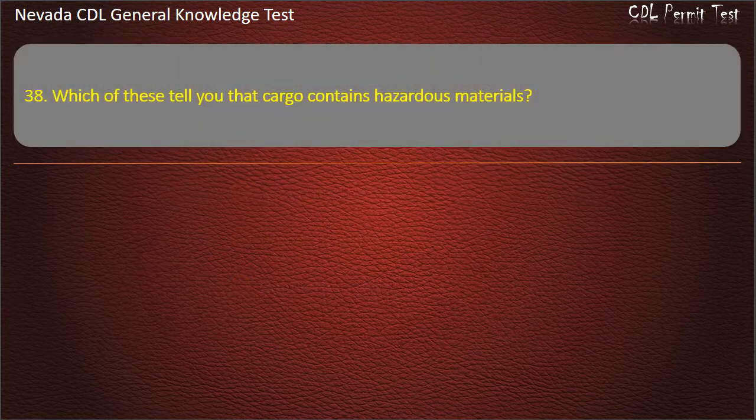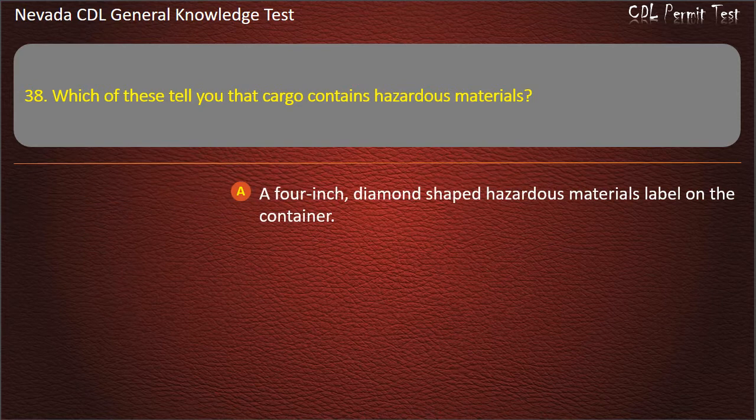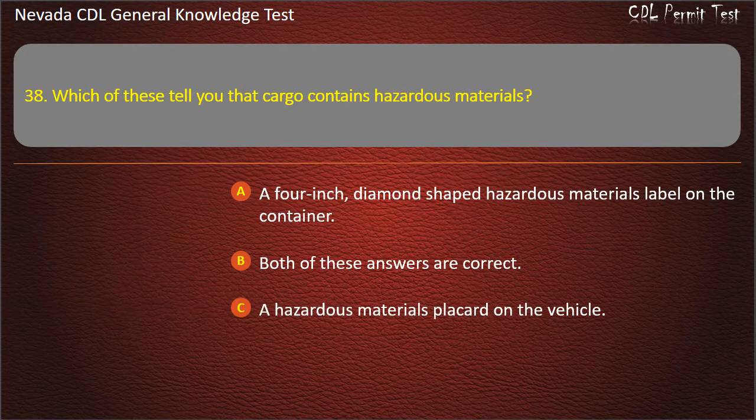Question 38. Which of these tell you that cargo contains hazardous materials? A 4-inch, diamond-shaped hazardous materials label on the container. A hazardous materials placard on the vehicle. Both of these answers are correct. Answer. Both of these answers are correct.